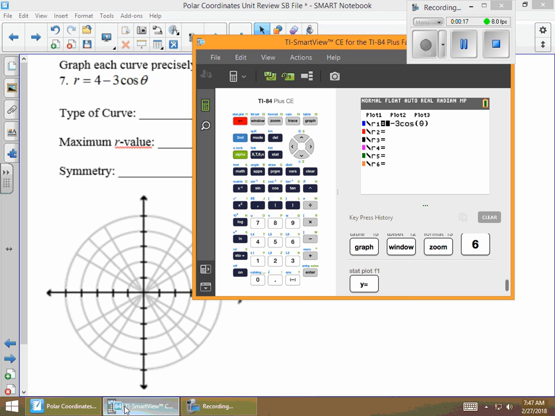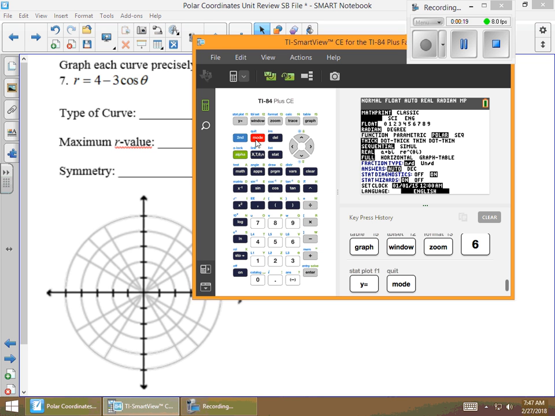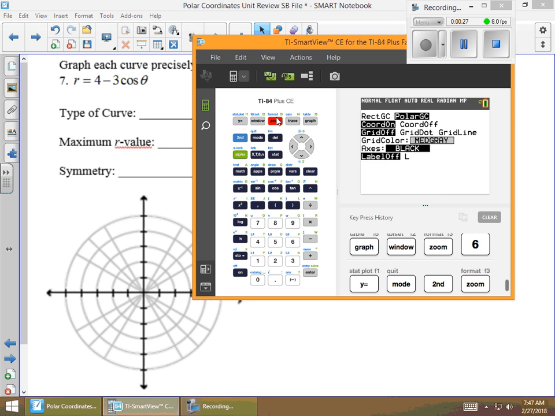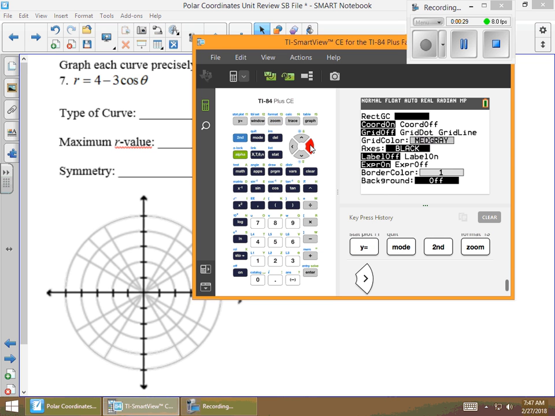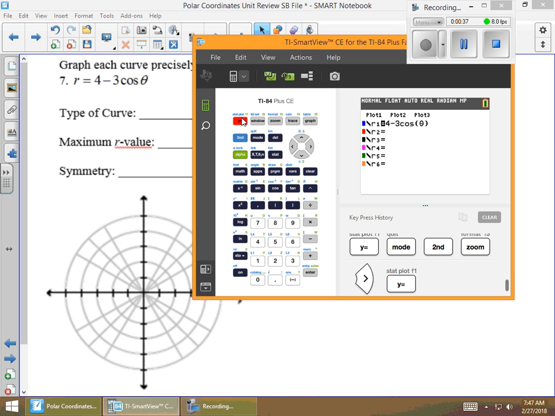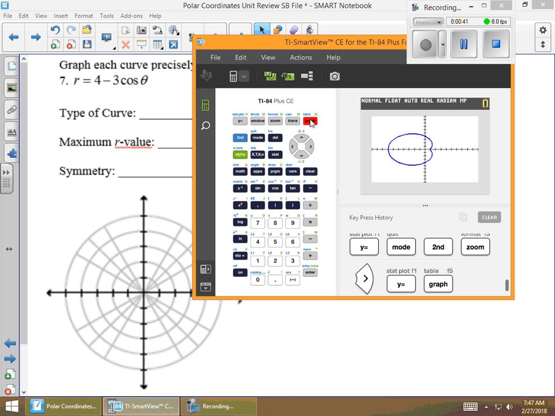Now, my calculator is in polar mode, so I have R's and thetas. If you need to get there in the TI-84, you go to polar. The other thing I've done is under format, polar coordinates instead of rectangular will give you R's and thetas when you trace, which is particularly nice. So again, 4 minus 3 cosine of theta is my polar curve. And when I graph that, it looks a little more egg-shaped than it actually is.